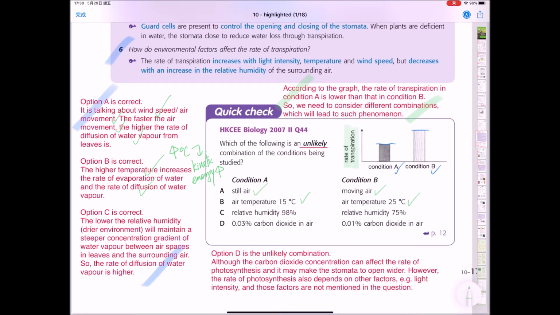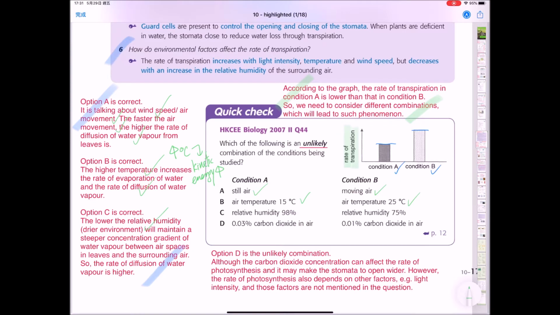For option C, condition A has a relative humidity of 98%, and condition B has a relative humidity of 75%. So condition A is a relatively humid place, and condition B is a relatively dry region. In option C, we are going to compare the relative humidity, to see which environment is dry and which environment is wet.